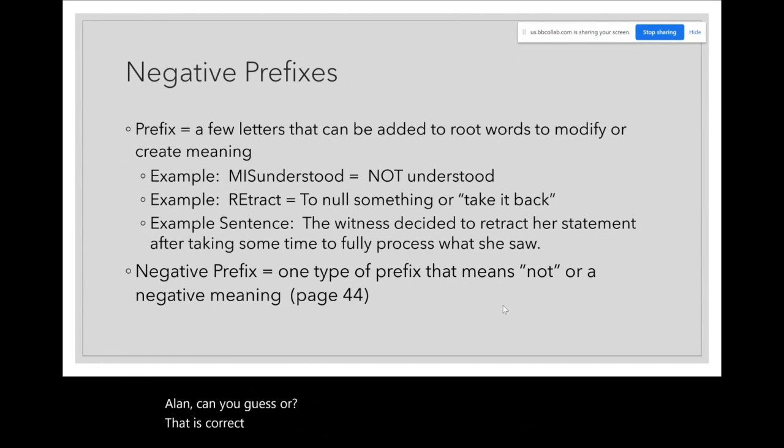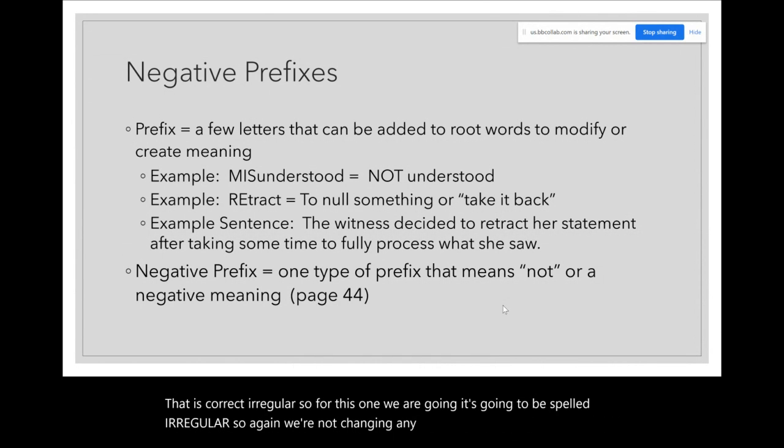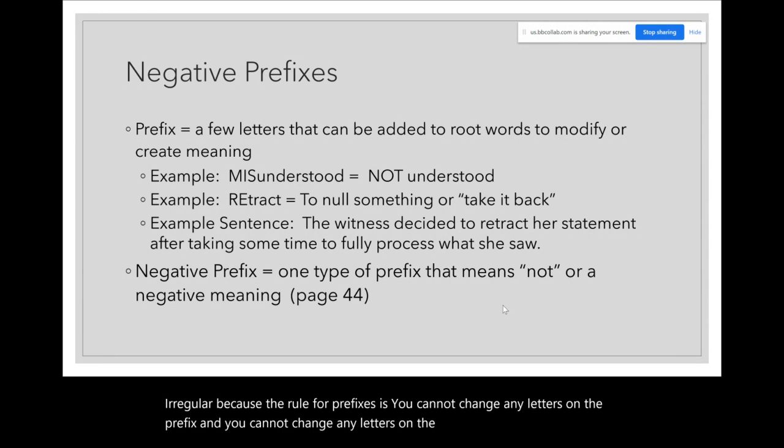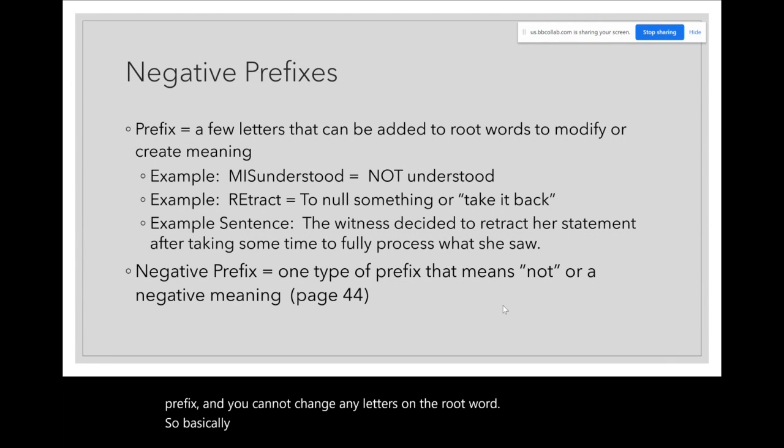Irregular. So for this one, it's going to be spelled I-R-R-E-G-U-L-A-R. So again, we're not changing any spelling. We're just adding the prefix to the root word. So this word has double R? Yes. Because the rule for prefixes is you cannot change any letters on the prefix and you cannot change any letters on the root word. So basically, we're just adding the prefix. We're not changing anything else about the word. So irregular. And then what about dis? Disadvantage. Yes, this one goes with advantage. So disadvantage.